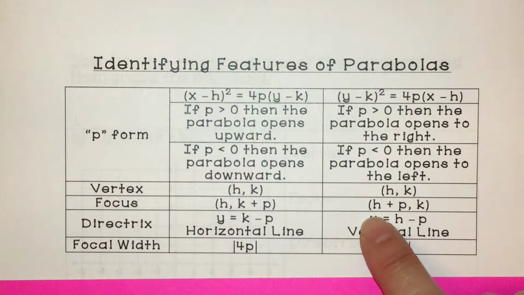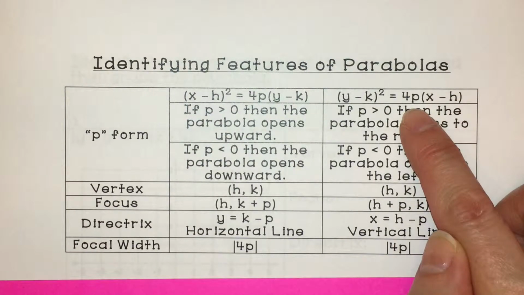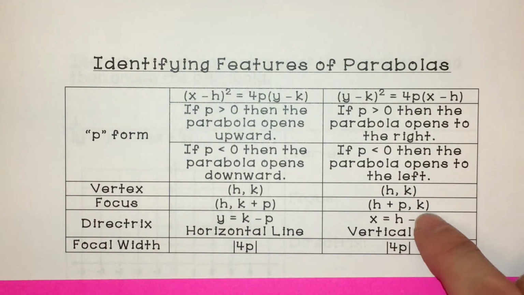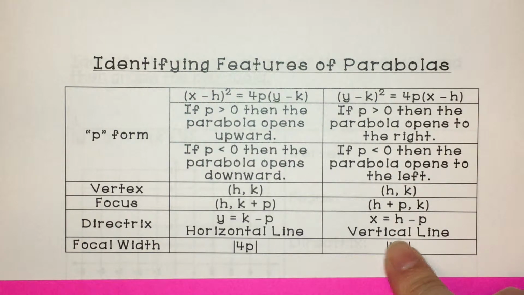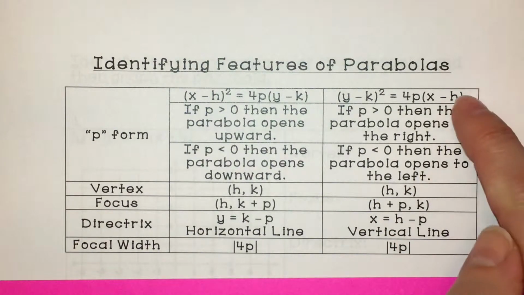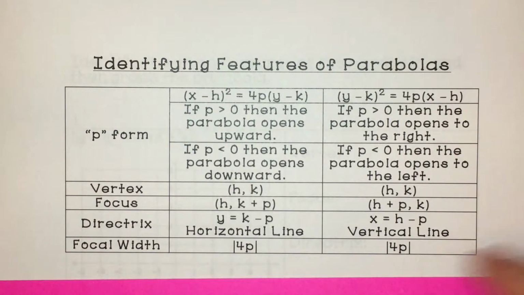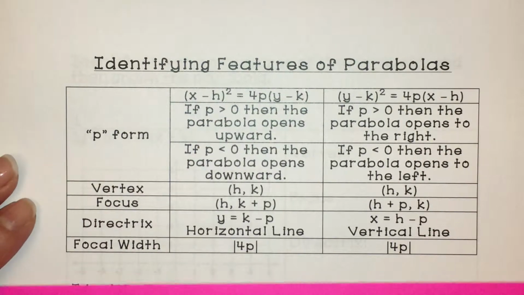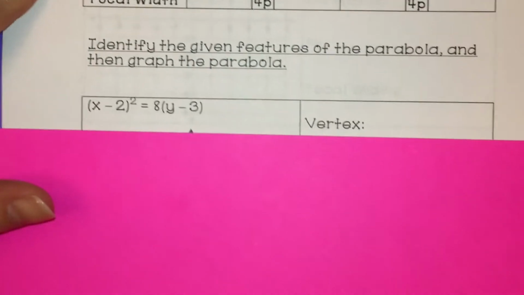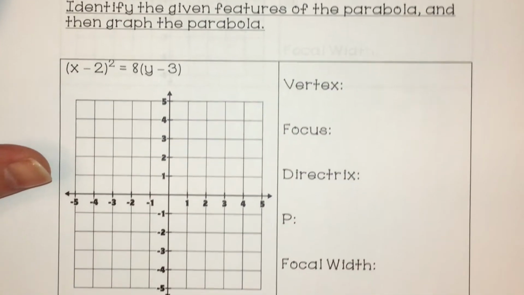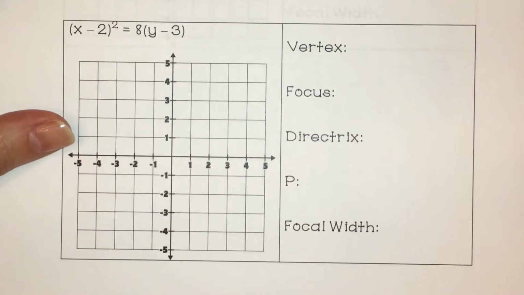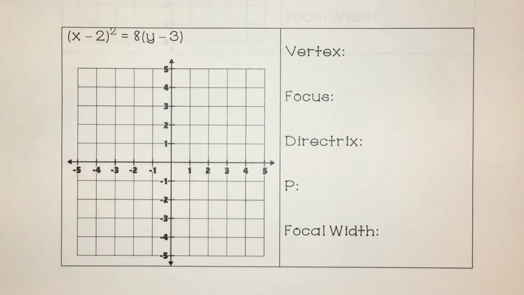Focus is slightly different. It's the h plus the p value for the x-coordinate and the k value for the y-coordinate. The directrix is now a vertical line, x equals h minus p, and the focal width is still the same, absolute value of 4 times the p value. So let's use those to go ahead and identify some features of the parabola and then graph.